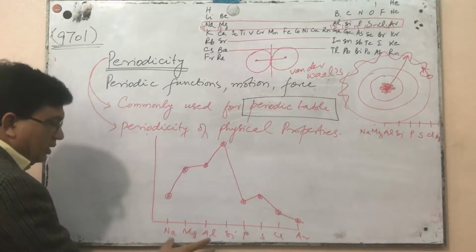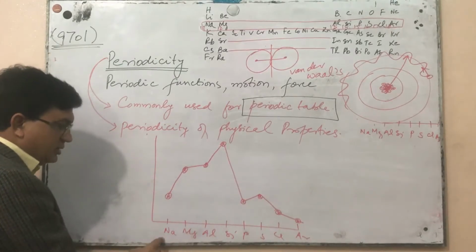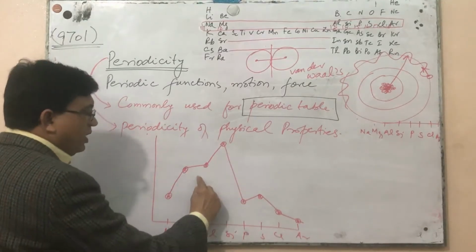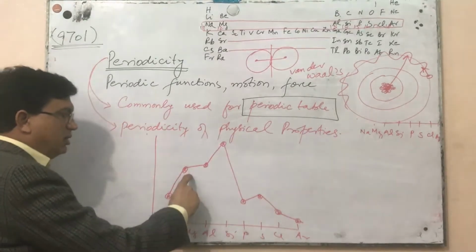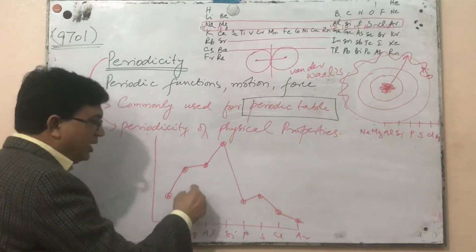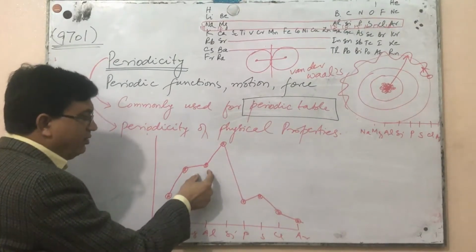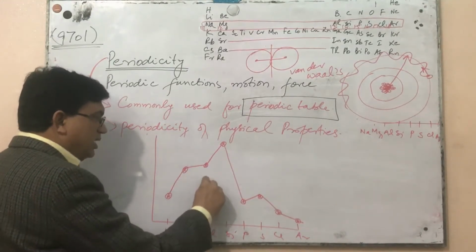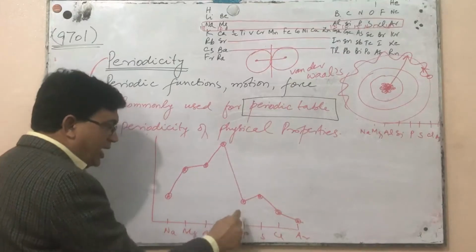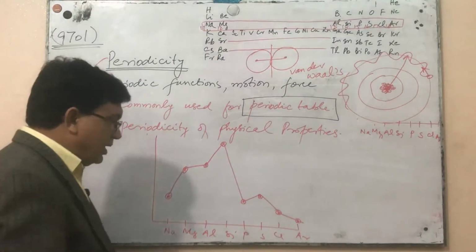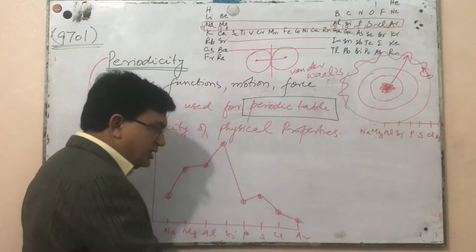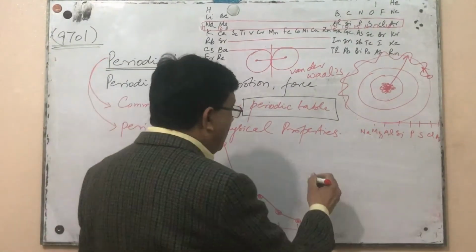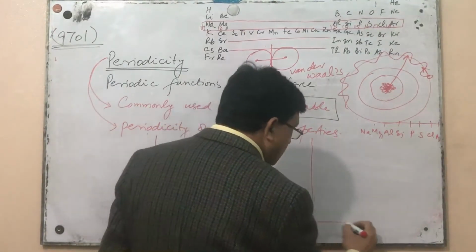indicating that during the first 4 elements, the melting point sometimes changes very significantly, and sometimes shows very little variation. But for the first 4 elements, the melting point increases. After that, due to the decrease in metallic character, the melting point decreases and some variation takes place depending upon their molar masses. Now, electrical conductivity can also be represented graphically in a similar manner.